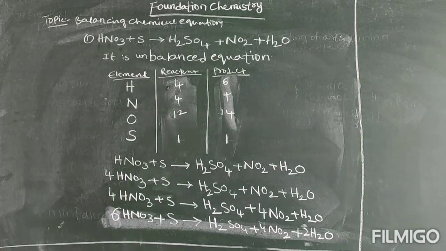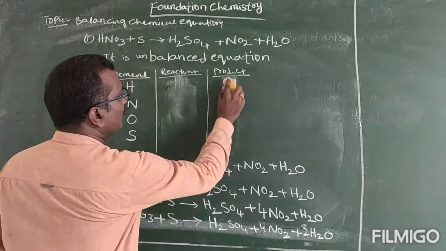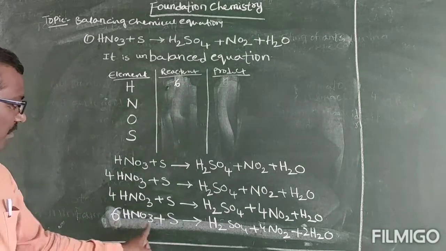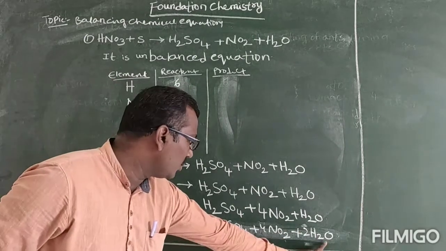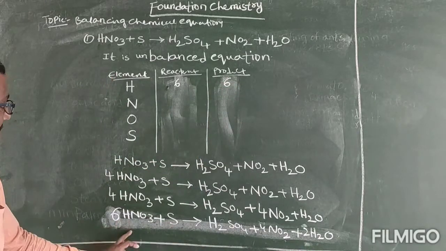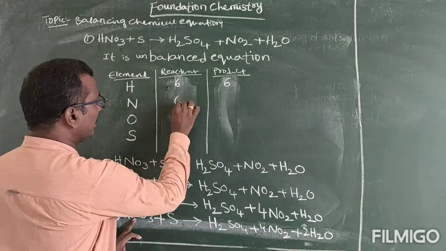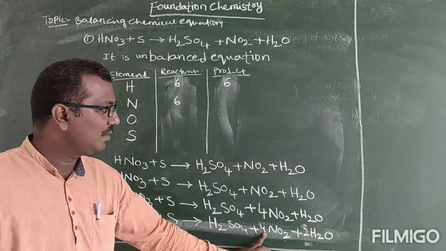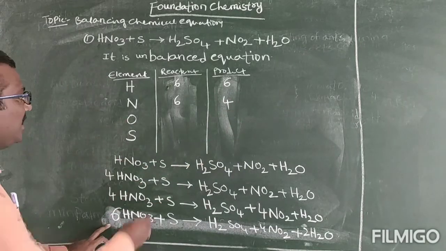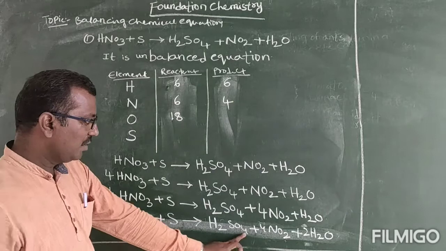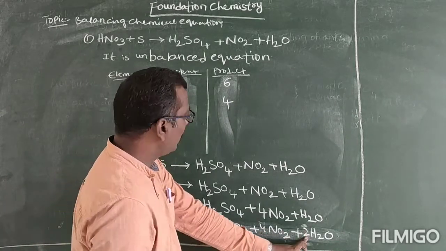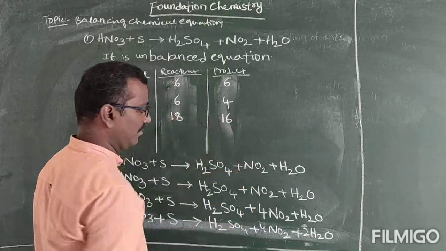Okay, now you see what is going to happen. 6 hydrogens, and here 2 2s are 4 plus 2, 6 hydrogens here. Next, nitrogens, 6 nitrogens, but here only 4 nitrogens. Next, oxygen, 6 3s are 18 came. Here 4 plus 8, 4 2s are 8, 4 12, 12 plus 2, 16 came.